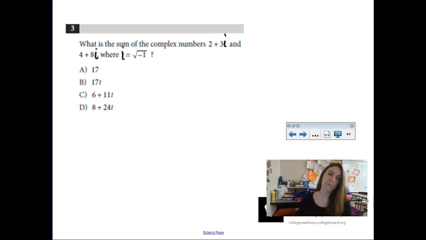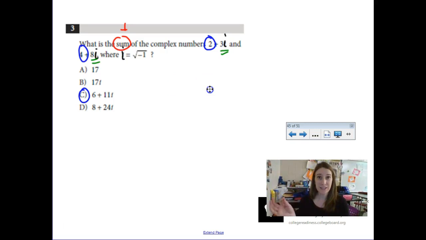So it says, what is the sum of these two complex numbers? Sum means to add them together, and this is a really easy question. You just add the real parts and you add the complex parts. So our real parts of 2 and 4 added together would be 6. 3i plus 8i would be 11i. So that's why the answer is most definitely 6 plus 11i.